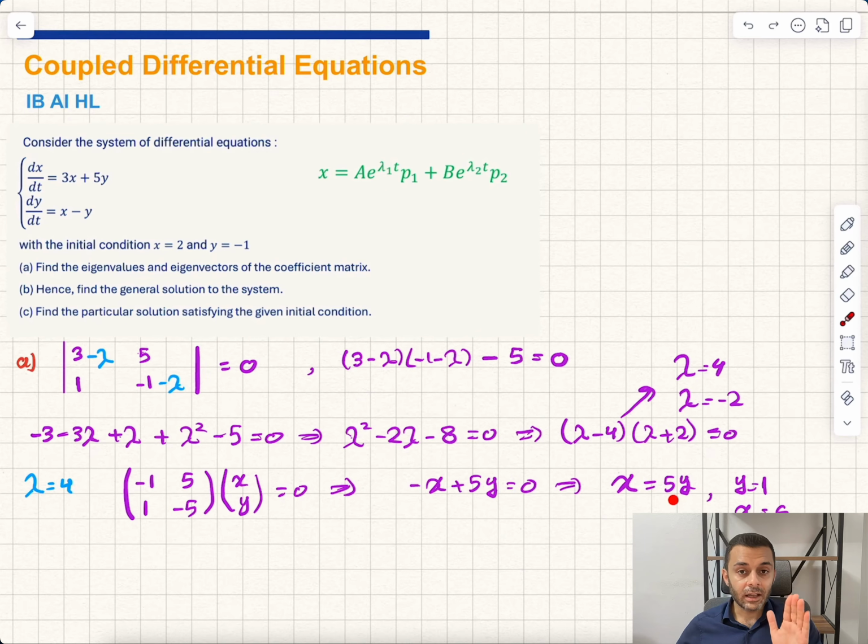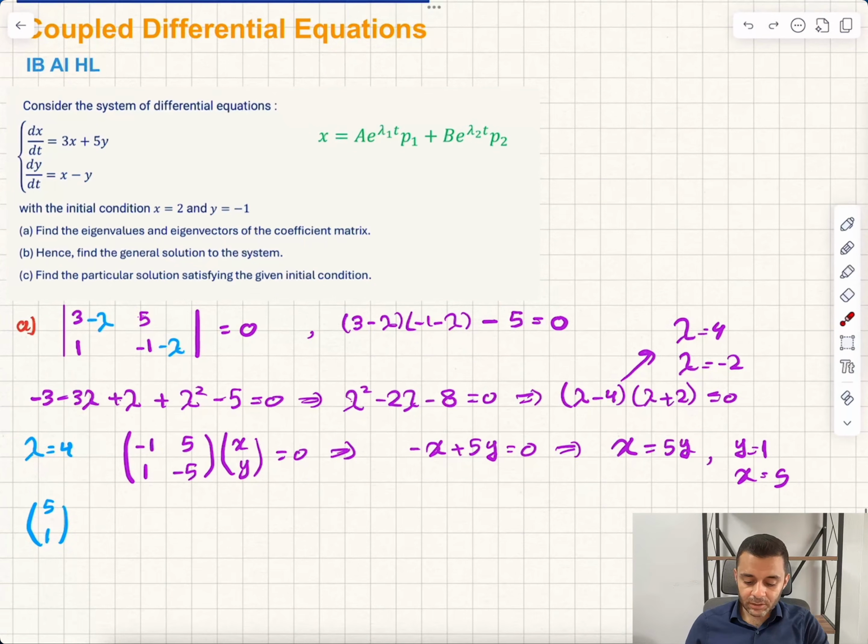Now to find an eigenvector, you can replace x or y by any number you want. Any number except for 0. Preferably here we can replace y by 1. Then x will be 5 by 1, which is 5. So x is 5 and y is 1. This will be the eigenvector corresponding to this first eigenvalue 4. Now someone might say, what if I replace y by 2? No problem. You will get x to be 10, which is another parallel vector to this, which also works.